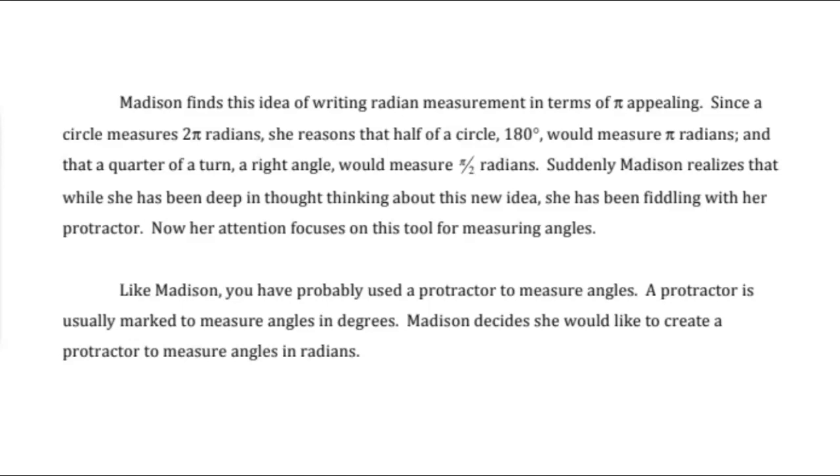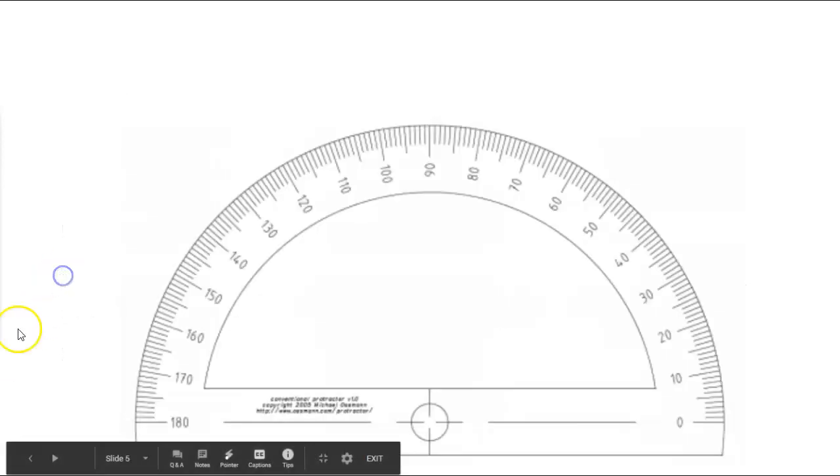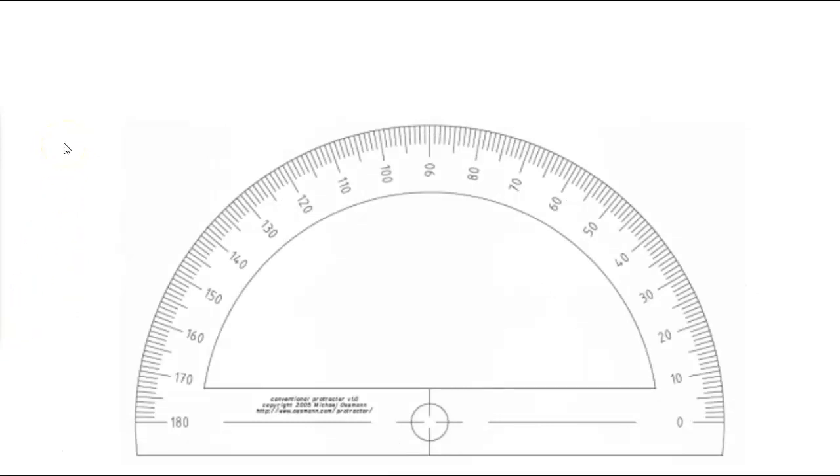Like Madison, you've probably used a protractor to measure angles. A protractor is usually marked to measure angles in degrees. Madison decides she would like to create a protractor to measure angles in radians. So let's take a moment and think about a protractor and how would we divide it into radians.